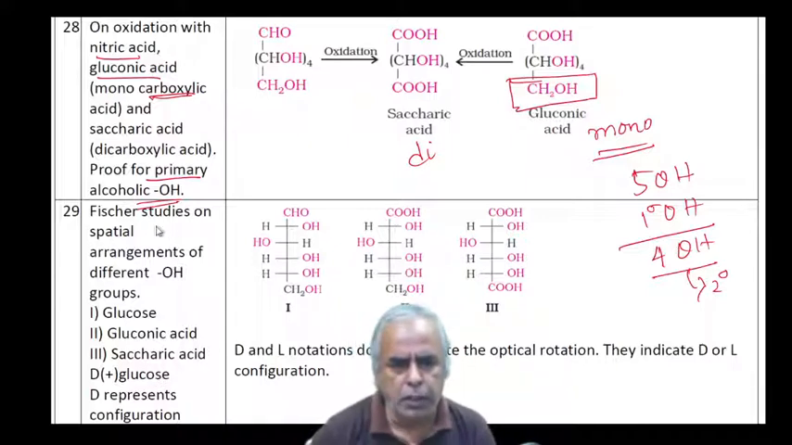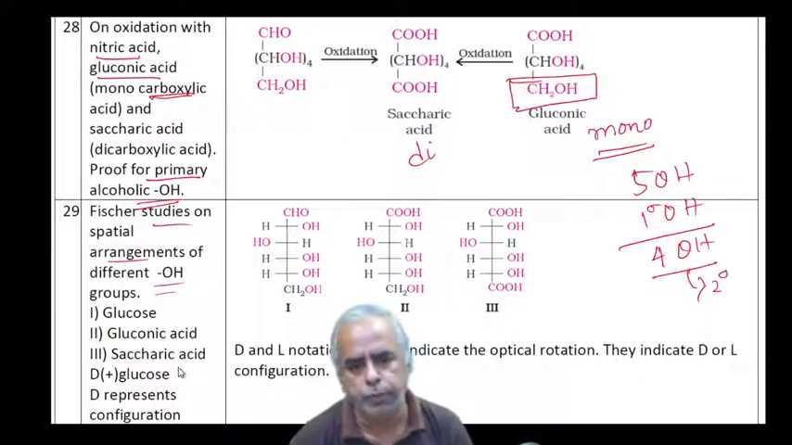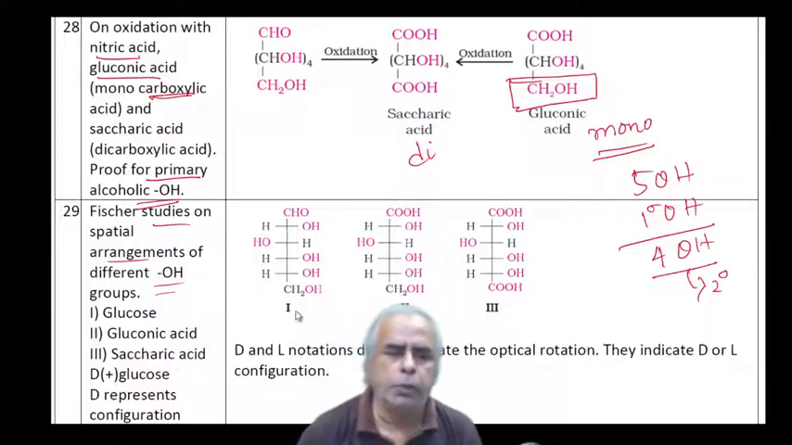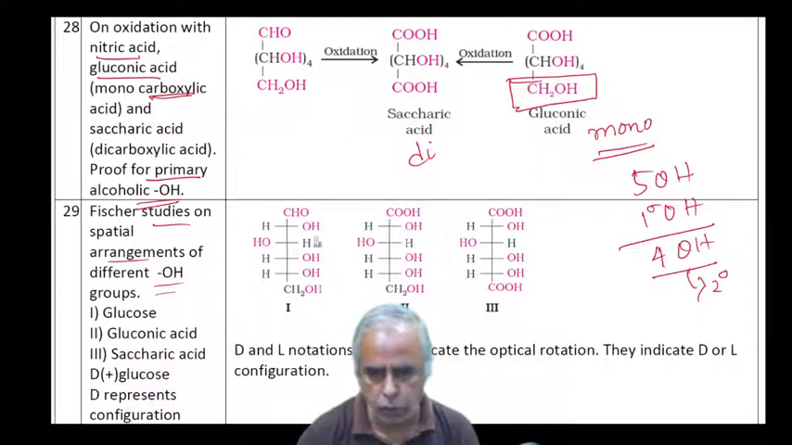Fischer studied the spatial arrangements of these OH groups. Here he put CH2OH, CHO, CHOH, but from the top, the third, he has interchanged this OH. And in this case now, CH2OH, OH, and here OH, and then this is aldehyde, and this is carboxylic acid, and this is dicarboxylic acid.